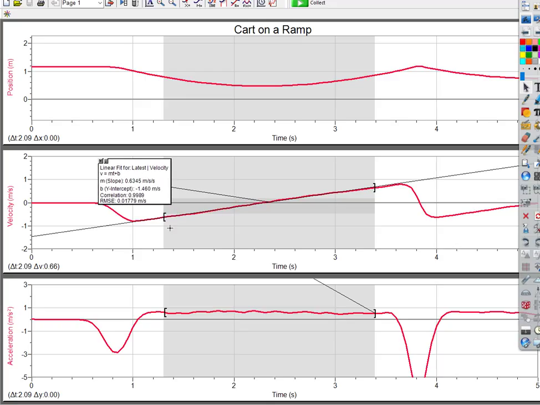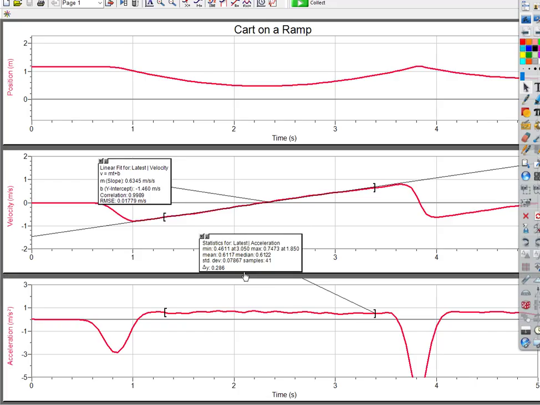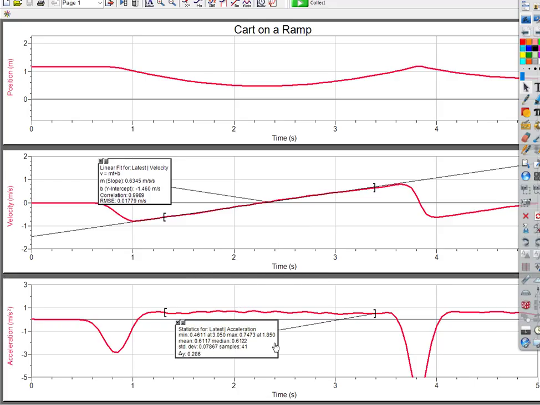It tells me that the best fit line for that region of data on that curve is y equals mt plus b, where the slope is 0.6345 meters per second, and the y-intercept is, who cares? We wanted slope, didn't we? So that's giving us a value. Oh, the other one went away, didn't it? I want to keep that there. Oh, no, there's the other one right there. Good. So these two accelerations don't exactly agree, but they're fairly close.